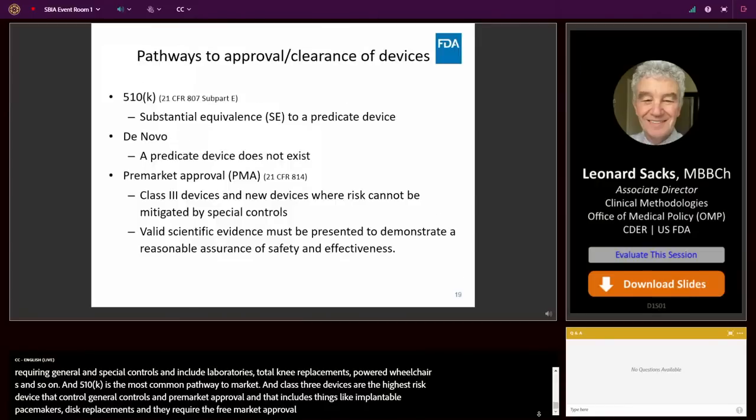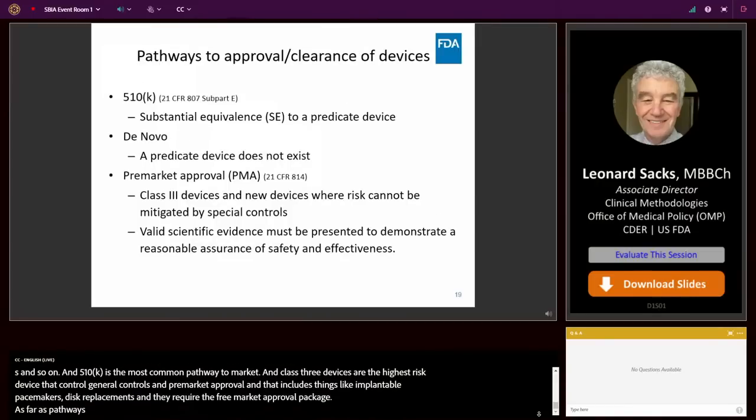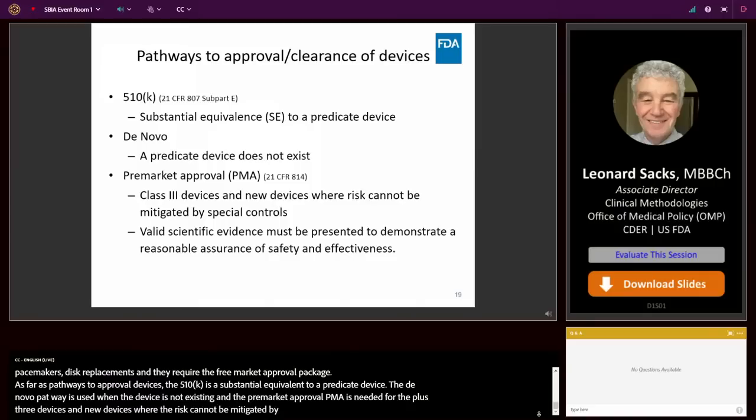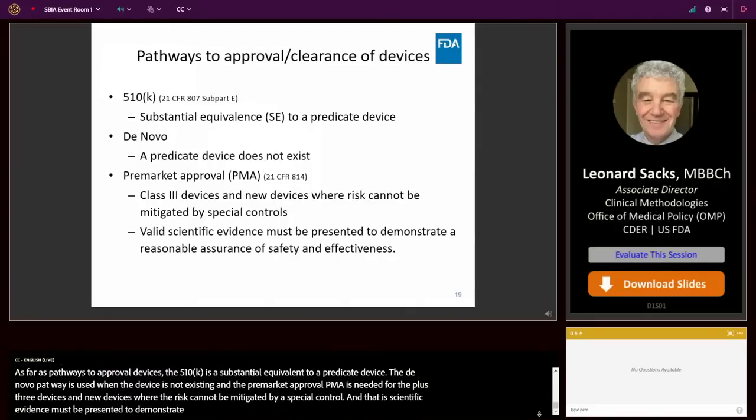As far as pathways to approval or clearance of devices go, the 510K relies on substantial equivalence to a predicate device. The de novo pathway is used where a predicate device does not exist, and a pre-market approval or PMA is needed for Class 3 devices and new devices where the risk cannot be mitigated by special controls. And valid scientific evidence must be presented to demonstrate a reasonable assurance of safety and effectiveness.